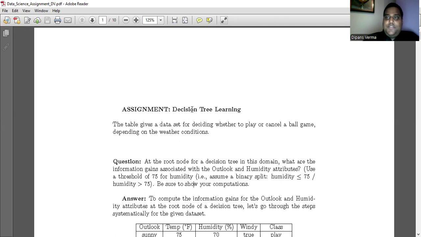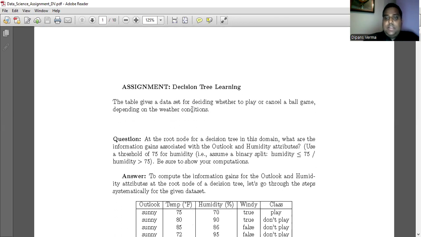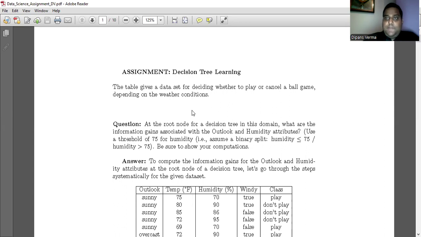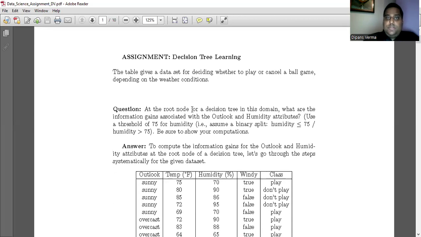Basically, we are given a data set with two classes, play or don't play, for a ball game, and we have to decide play or don't play according to the weather condition. So let's take a look at the first question.